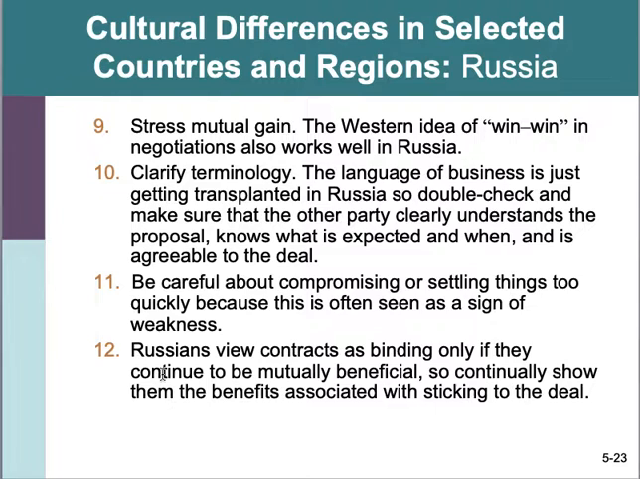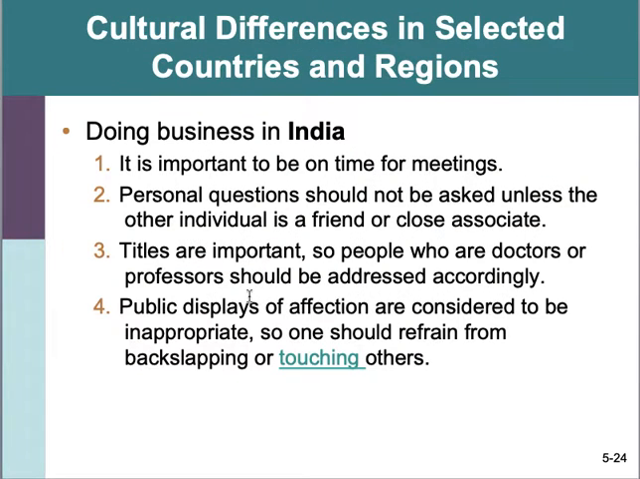And finally, again, like the Chinese, Russians view contracts as binding only if they're beneficial to both parties, and only as long as they continue to be beneficial. So once one party starts to get a lot better deal than the other one, the contract is essentially worthless, and a company can walk away from it. Again, completely different in the United States.